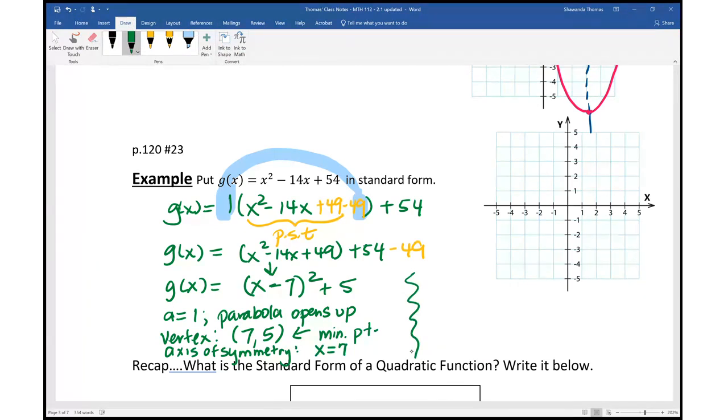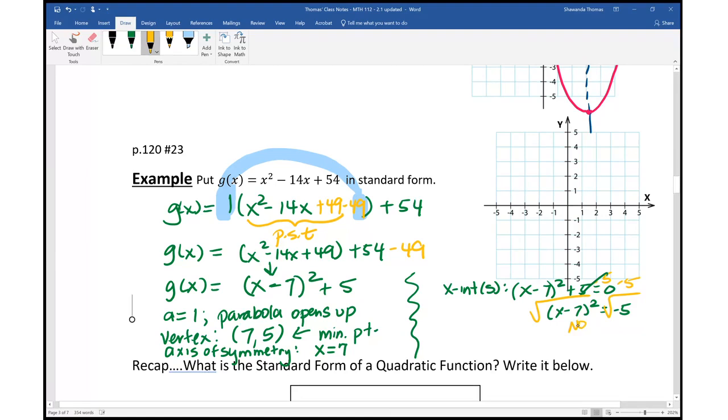Now, let's find our x-intercepts. x-intercepts, how do we do that? We set that function to 0. I like using the standard form for that. So let's subtract 5. And you begin to see we're about to run into an issue because we're about to square root both sides, and there's a negative under that square root. So as a result, no x-intercepts for this particular problem.